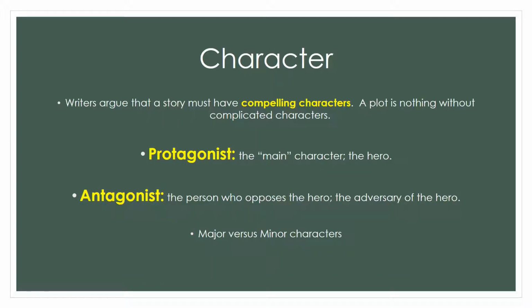A lot of great writers will argue that a story is nothing without character. It has to have a compelling character or characters. All right, the protagonist is the main character, the hero, and the antagonist is the person who opposes the hero, the adversary of that hero. Now, sometimes the antagonist does not necessarily even have to be a person. An antagonist can be nature, could be some sort of elemental part of the world, weather, something like that. So you just want to think about who is the story talking about and who is opposing that character, who is trying to block that character from moving forward.